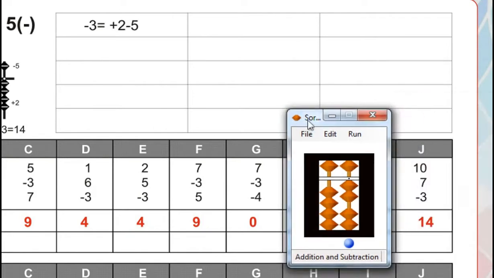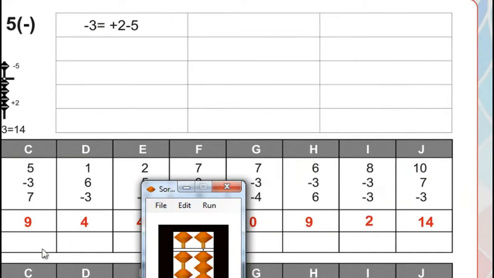Next, 10 plus 7 minus 3. For that, minus 5 plus 2. Answer is 14.